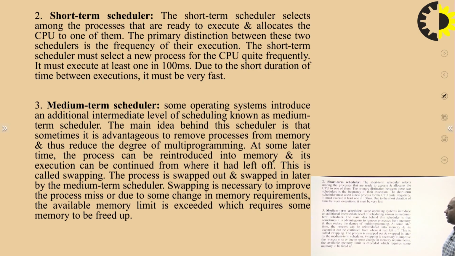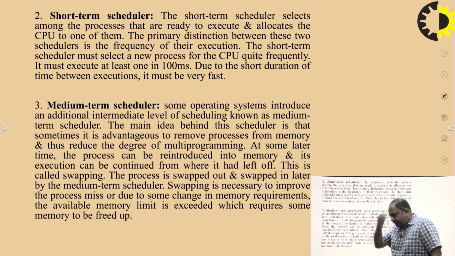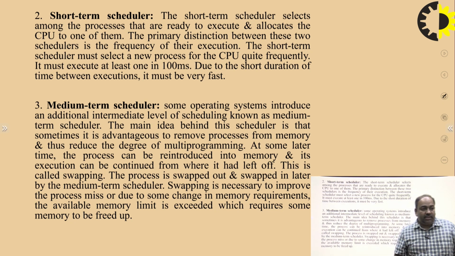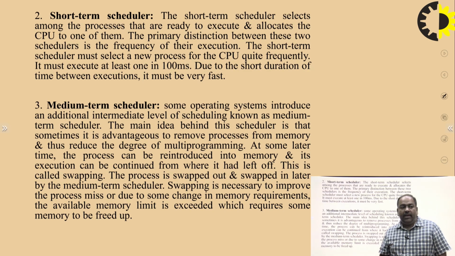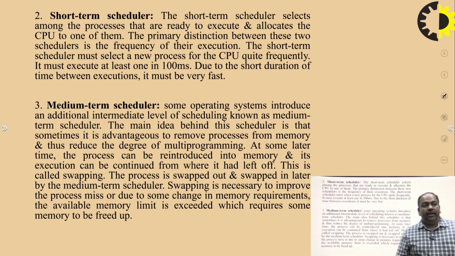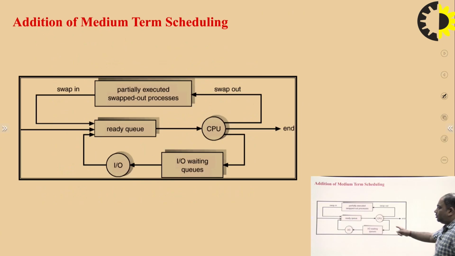Third is the middle-term scheduler. In the middle-term scheduler, the operating system introduces an additional intermediate level of scheduling. The main idea behind it is that sometimes it is advantageous to remove a process from memory, and thus reduce the degree of multiprogramming. We free the memory, but we do not free the process from the queue for execution. That process is known as swapping. So we swap into memory and swap out from memory during the middle-term scheduler, as I also showed in the diagram here. Swap out and swap in.